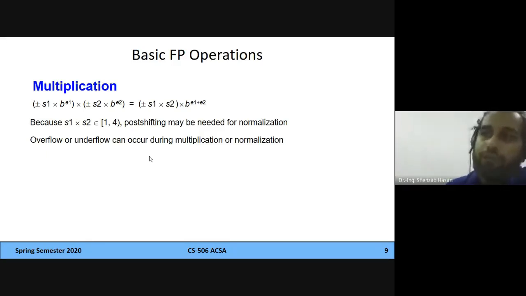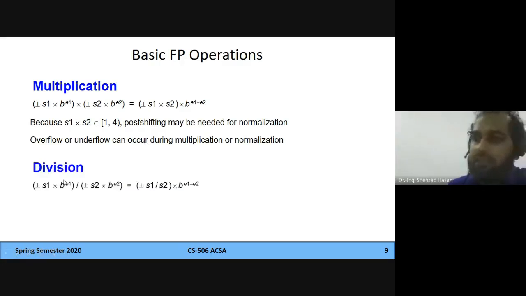So that's the case of overflow, right? So overflow can occur in multiplication. If you're talking about division, again, it's a simpler process than addition, because what you are going to do is divide the significands and subtract the exponents, right? So this is again a small process here.